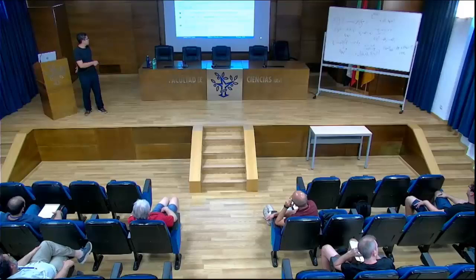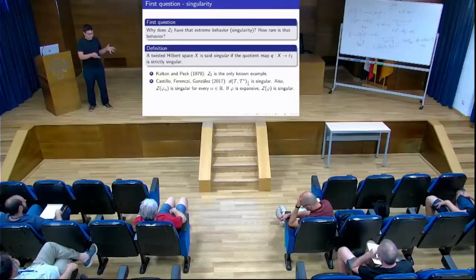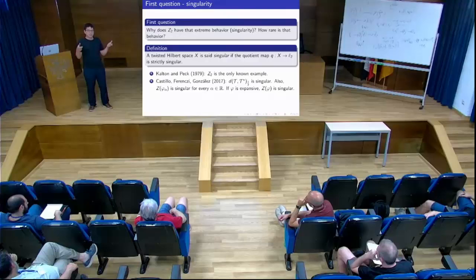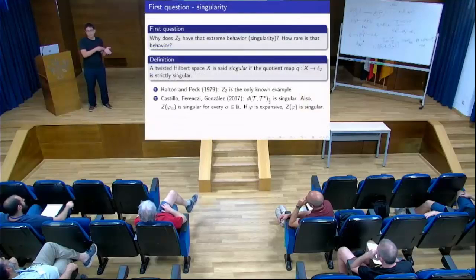So this one, by Castillo, Ferenczi, and Gonzalez, was about that. Was about looking at the interpolation of a space with its dual. More generally, of two spaces. You want that the two spaces that you are interpolating are in some sense far apart from each other. Okay, they have very different properties. So the twisted Hilbert space that you get in the middle should be singular. That's the idea behind it.